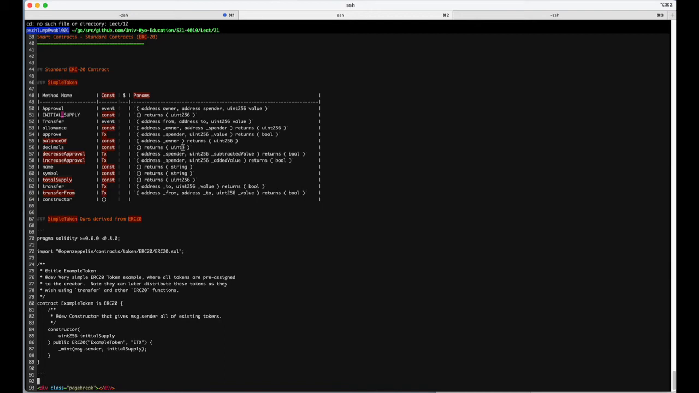And that's just basically a return function. It doesn't take any parameters. You can't change it. It gets set when the contract gets built. But you can ask the contract how many it is.